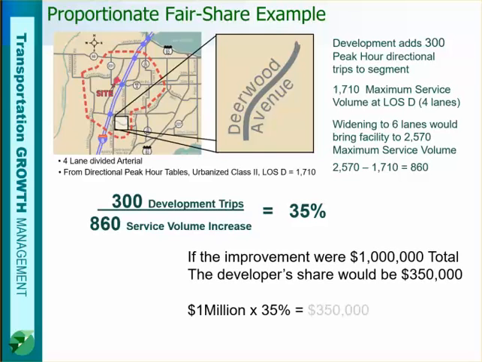Now, if the improvement was a $1 million improvement, then you would multiply that $1 million by 35%, equaling $350,000. And that is a quick example of how this proportionate share is used.